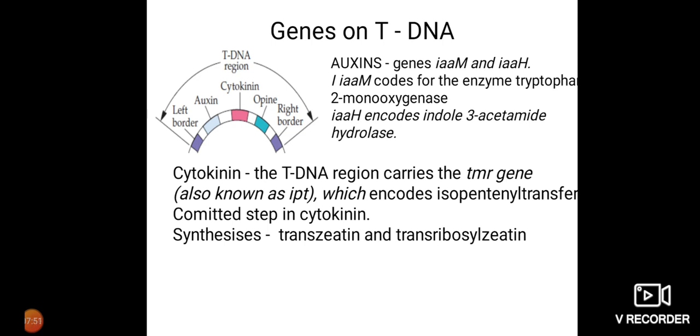For cytokinins, it carries the TMR gene, also known as the IPT gene, which helps in the synthesis of a protein called isopentenyl transferase, which plays an important role in regulation of the committed step of cytokinin synthesis, and it synthesizes transzeatin and transribosyl zeatin.